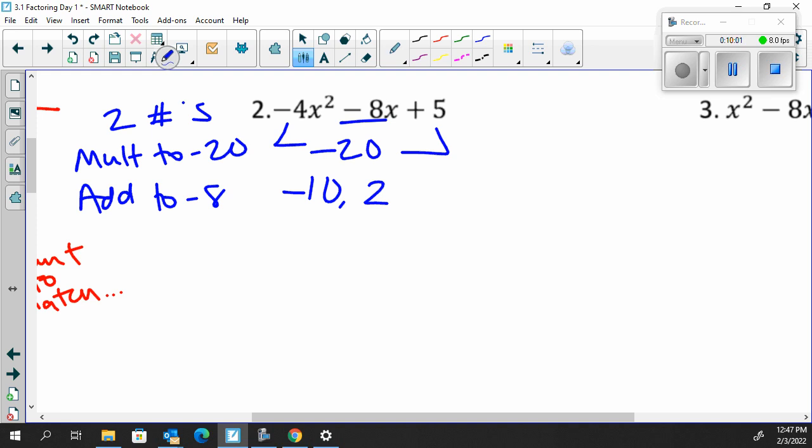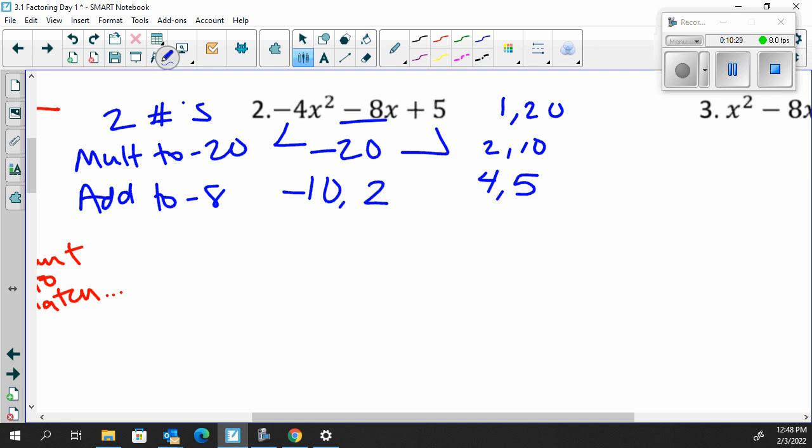If you're having a hard time coming up with the numbers, here's how I think about it if I get stuck. Look at the number you're trying to multiply to, and think about all the numbers that multiply to that. So what do you got? 1 and 20, 2 and 10, 4 and 5. Those are the only factors of 20. You're trying to make negative 8 out of them.